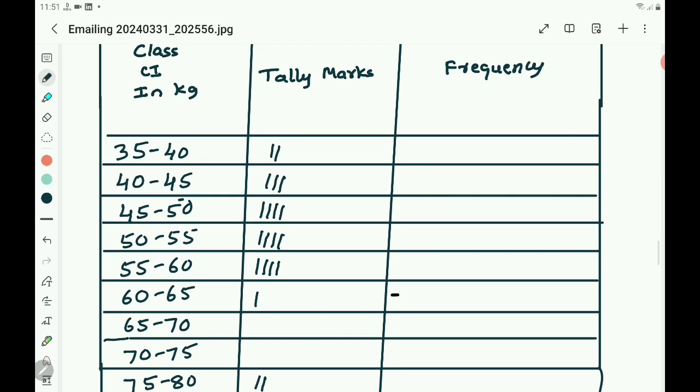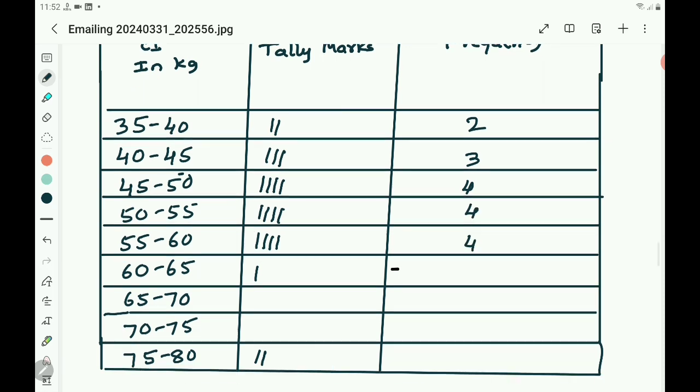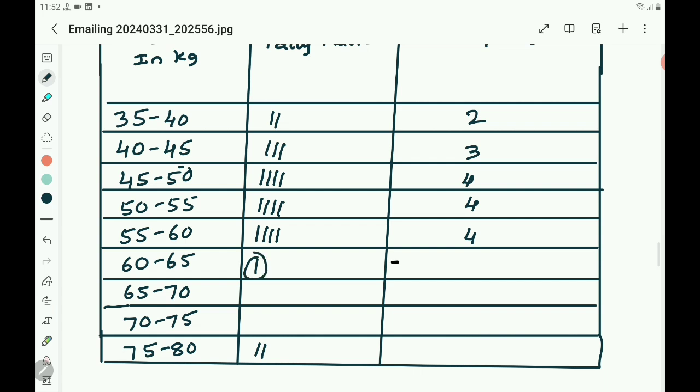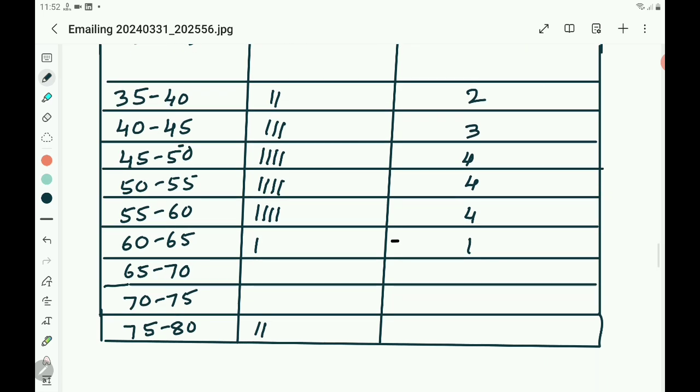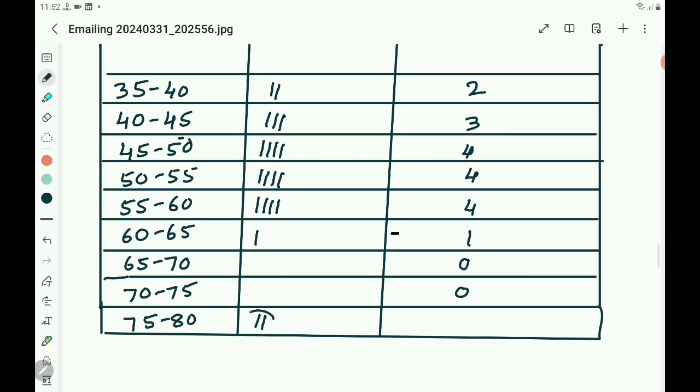Now here 2 tallies are there, therefore the frequency is 2. Here 3, frequency 3. Here 4, frequency 4. Here 4, frequency 4. Here also 4, frequency 4. Then 1, frequency 1. Next, no tallies, take 0, 0. Then the last one, 2.